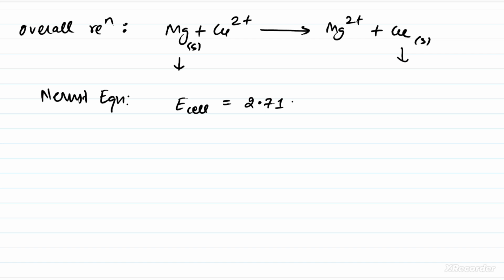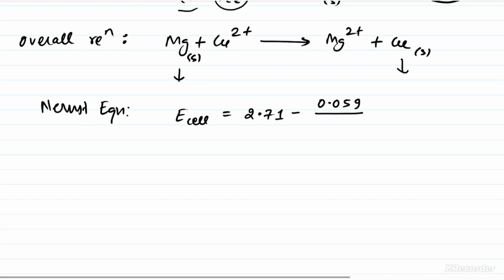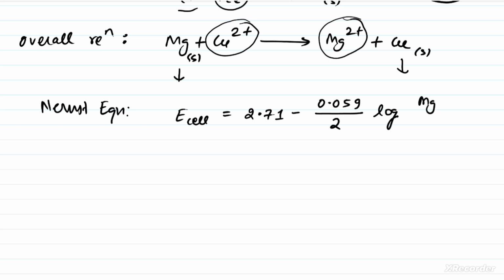So this is going to be 2.71 minus 0.059 by n. What is the value of n? Since the number of electrons being transferred is 2, n is going to be 2. All right, so I will divide it by 2, then log. In the product what do we have? In the product we have magnesium, in the reactant we have copper. So in place of this we will write Mg2+, and in the reactant we will write Cu2+.